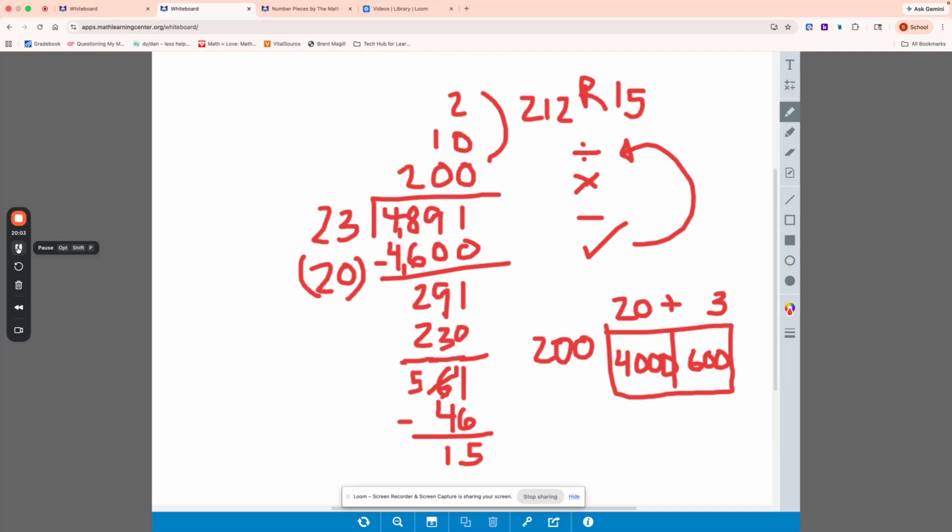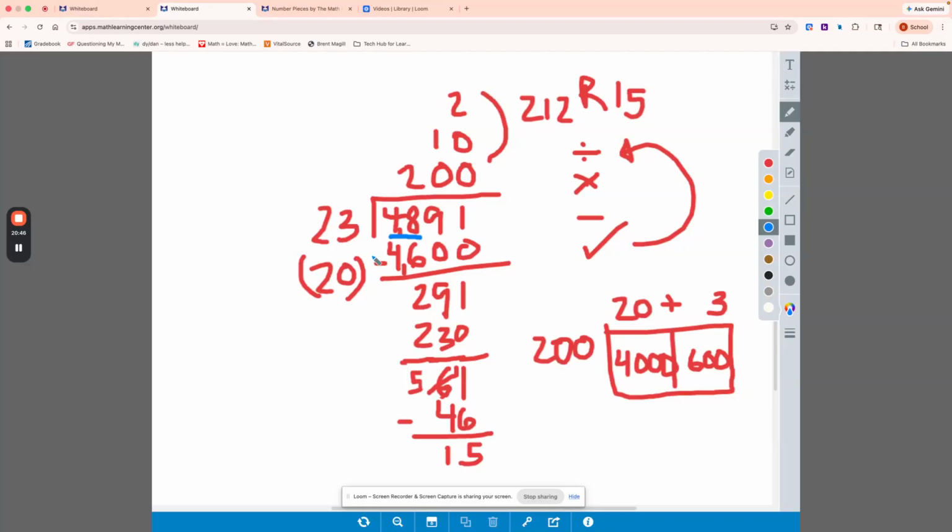All right, so bam, there you go. There's your answer. 4,891 divided by 23 is 212 remainder 15. So first I found that I could divide 48 hundreds, 2 in each group. So that would make 4,600 that are divided up. Okay, 46 hundreds are divided up. So then I subtracted that, and I'm left with 291.